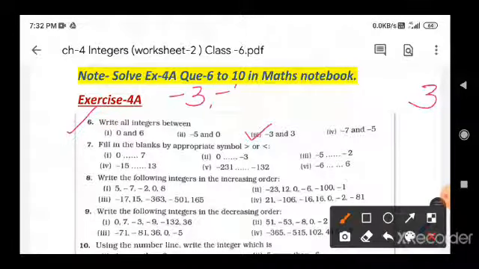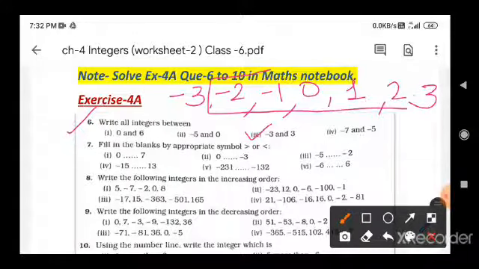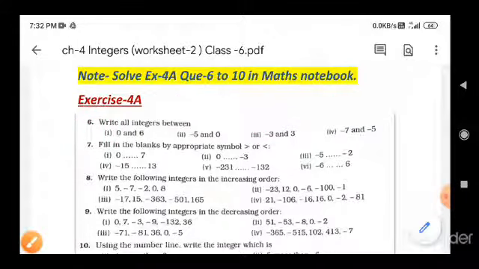So I think -2, -1, 0, +1 and +2. I think these are the only numbers which lie between -3 and +3. So in this way we can write the integers between two given integers. In the same way we can write the rest of the parts. Let's move to the next question.